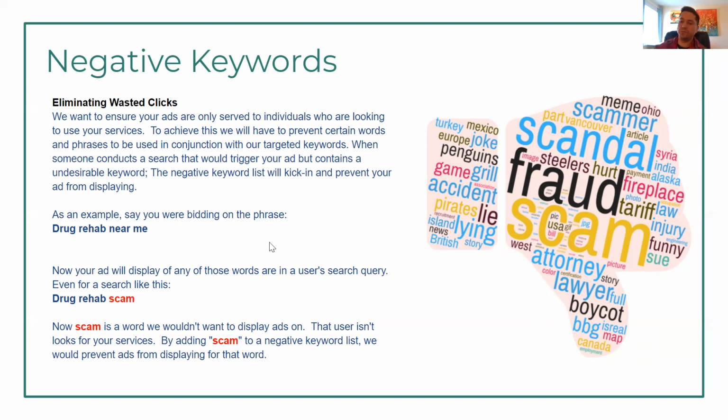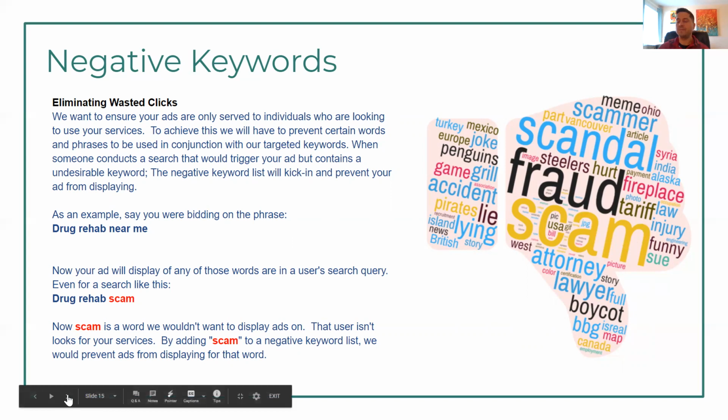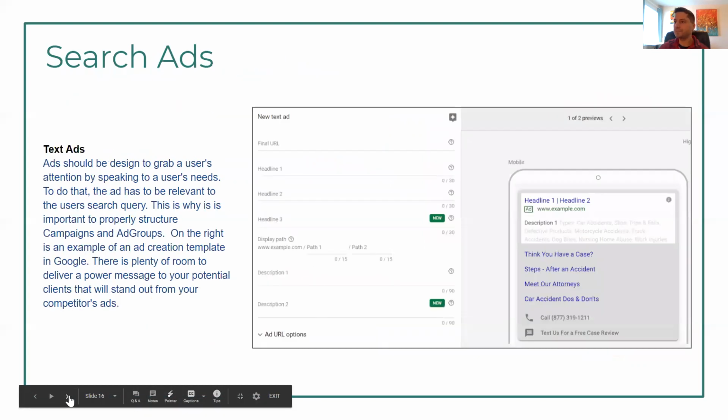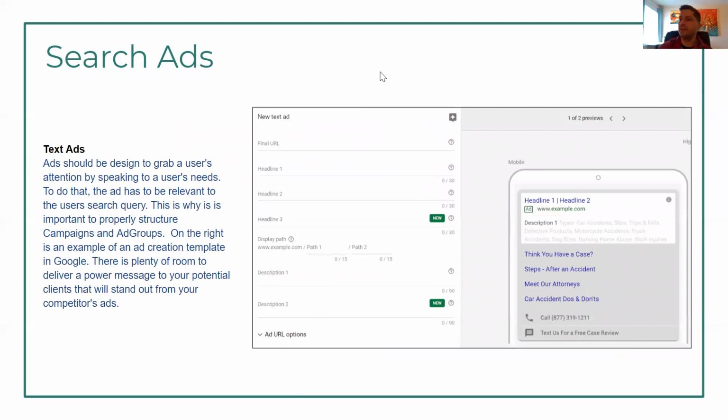Because we use broad and modified broad targeting and not just exact match keywords, it's important to have negative keywords in the list. That's why we'll have fraud, scam, a lot of these different terms. So if somebody types up drug rehab scam, we won't serve them the ad because that word is on the negative keyword list. So that explains that, at least from a high level, which is our goal here.